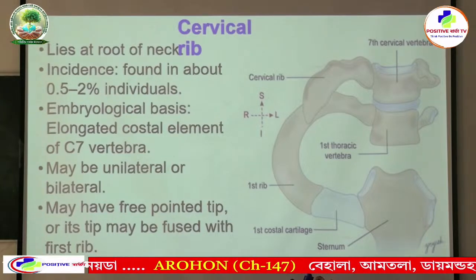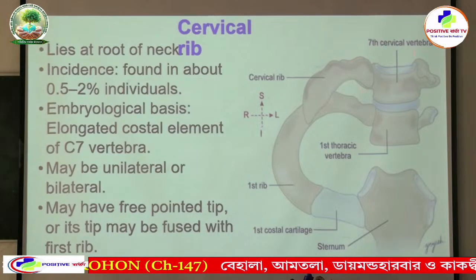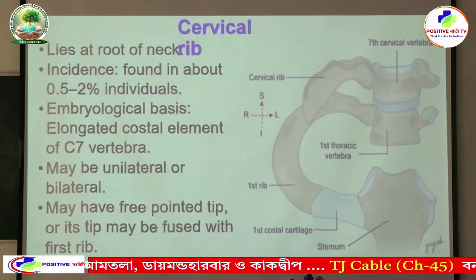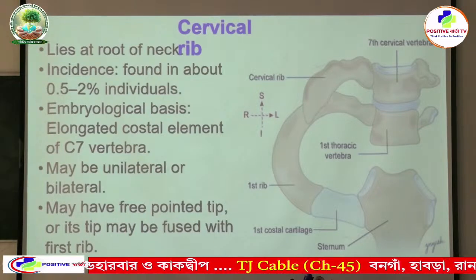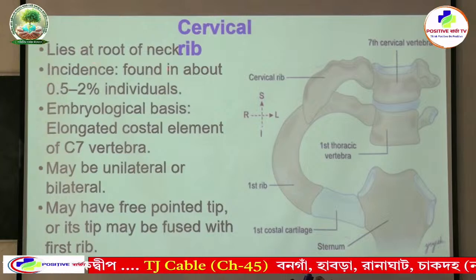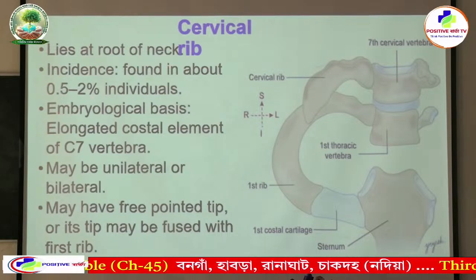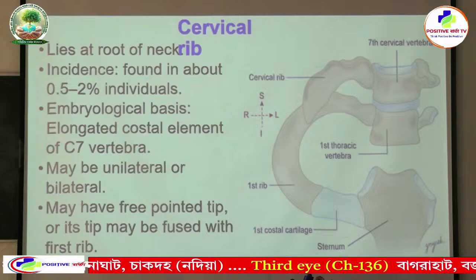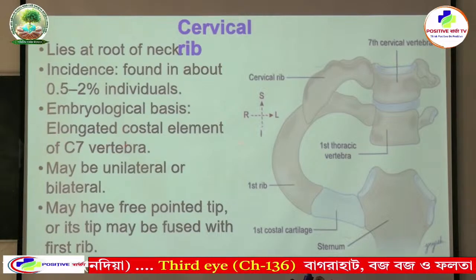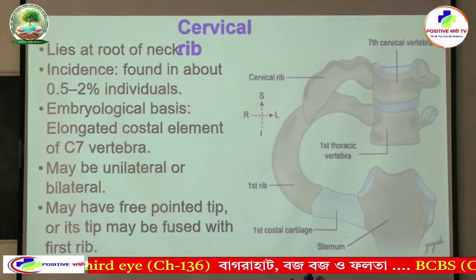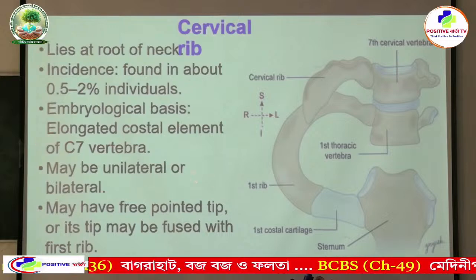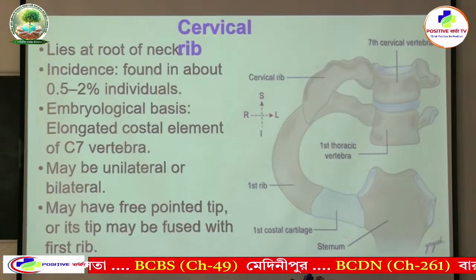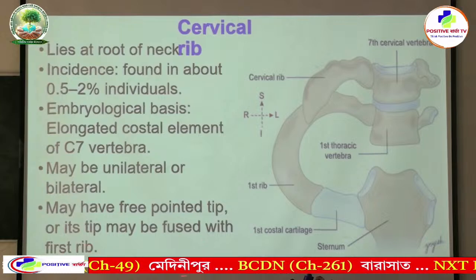But if in the cervical region, generally in the 7th cervical vertebra, if one rib is present, that is known as cervical rib. So it lies at the root of the neck. Incidence is found in about 0.5 to 2% of individuals. Embryological basis, elongated costal element of C7 vertebra, may be unilateral or bilateral, may have a pointed tip, or its tip may be fused with the first rib.